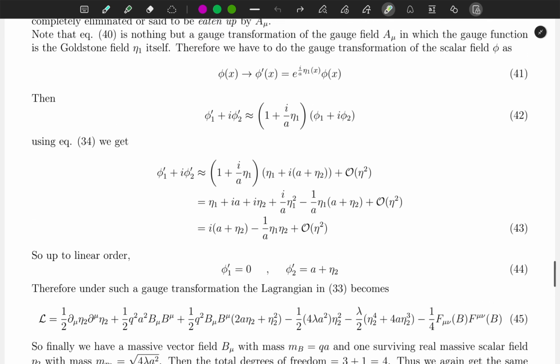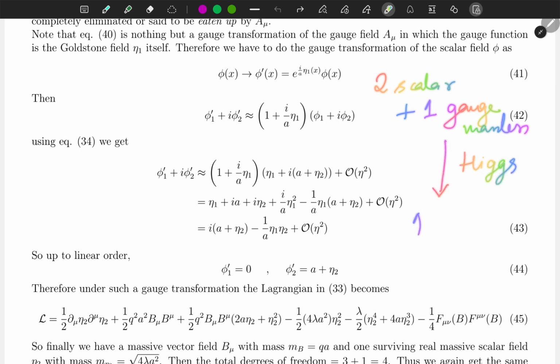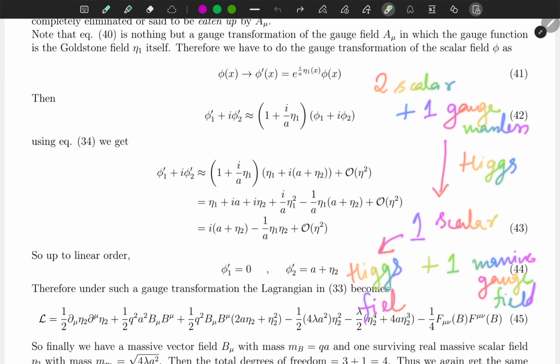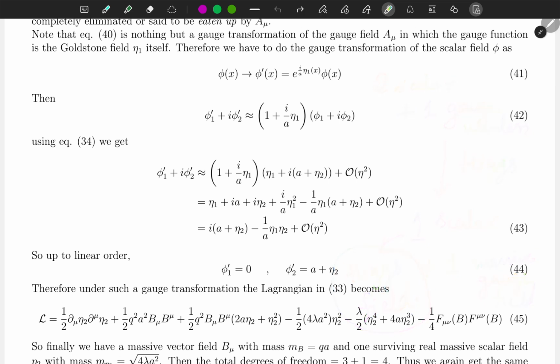So in one line, the Higgs mechanism is like, if you have two scalar fields plus one gauge field that is massless, you apply the Higgs mechanism and you end up with one scalar field plus one massive gauge field, and that one surviving scalar field is called the Higgs field or Higgs boson. So this is the whole Higgs mechanism in short.